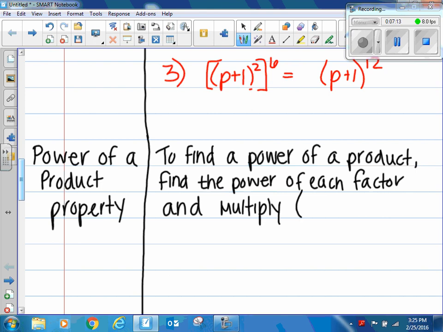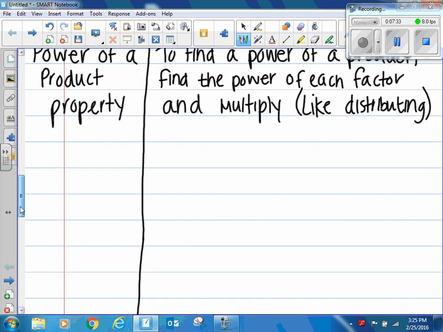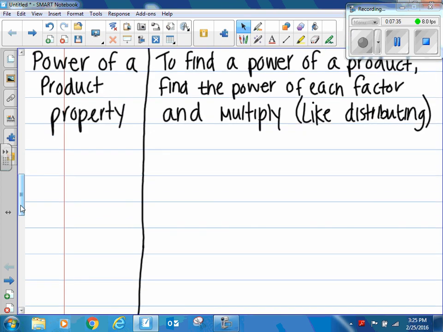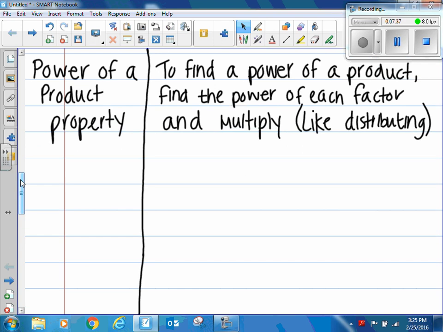This is very similar to when we distribute. And again, you will see why in just a second. Okay, so when we have a power of a product, so with product, we're going to have numbers and variables being multiplied together and raised to a power. So this is we're going to simplify. All of these questions are us simplifying. We're not solving for anything. We don't have an equation. We have expressions here. So we're just simplifying.